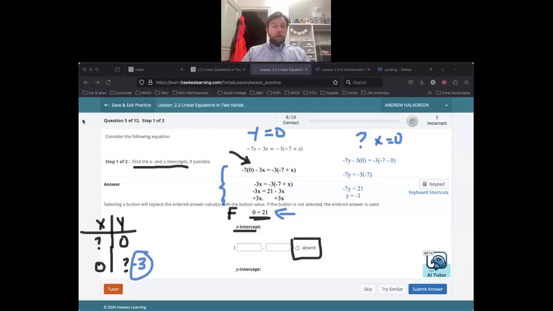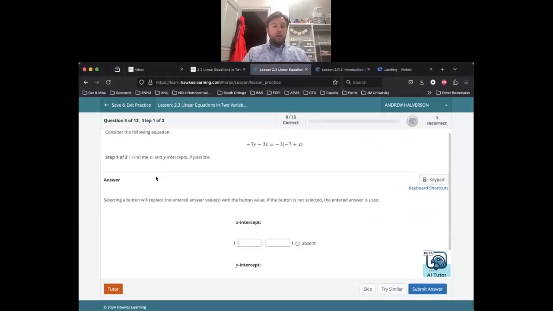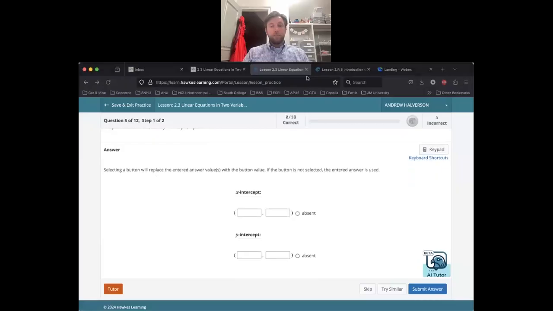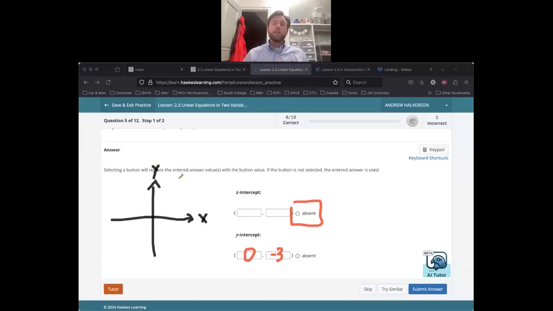So let me stick with this one then. Let me scroll down a little bit. This one did not have an x-intercept, but the y-intercept was 0, -3. What does the line look like when it has a y-intercept but not an x-intercept? So this is the x-axis, this is the y-axis. What does it look like when a line crosses the y-axis but never crosses the x-axis?